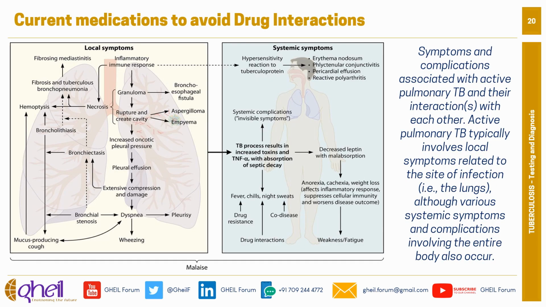Current medications to avoid drug interactions. Symptoms and complications associated with active pulmonary TB and their interactions with each other. Active pulmonary TB typically involves local symptoms related to the site of infection, that is the lungs, although various systemic symptoms and complications involving the entire body also occur.